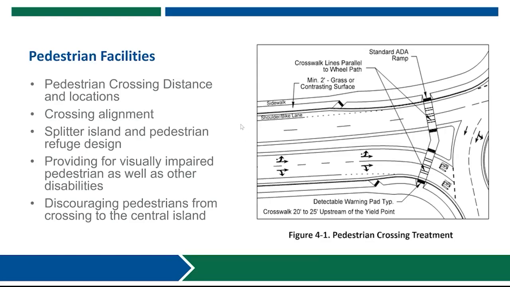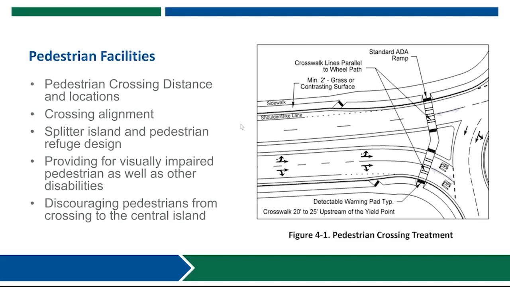Moving on to pedestrian facilities, there's a number of different considerations and elements to the pedestrian facility design. We're not going to cover all of that in this short presentation, so I encourage you to refer to NCHRP Report 672, NCHRP Report 834, as well as the GDOT Pedestrian and Streetscape Guide. Some of the general topics that we want to cover are the pedestrian crossing distance and locations.